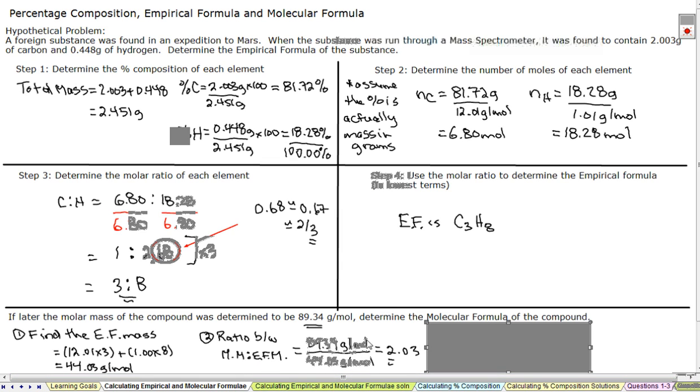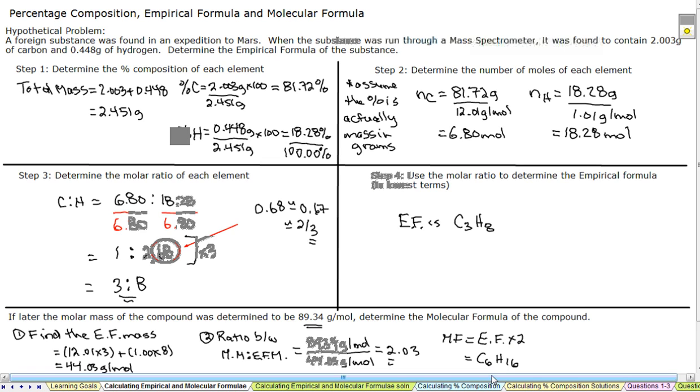So I take my molar mass, which will usually be bigger, or you take the one that is bigger, but it's always going to be your molar mass, and you divide it by the empirical formula mass. And when I do this, I get 2.03. And 2.03, because the decimal is so tiny, we know that it's really 2. So what we do now is we apply this. We say, well, my molecular formula would be my empirical formula times 2. And that's what I get. I get C6H16. And there you go. That's how you get your empirical formula.